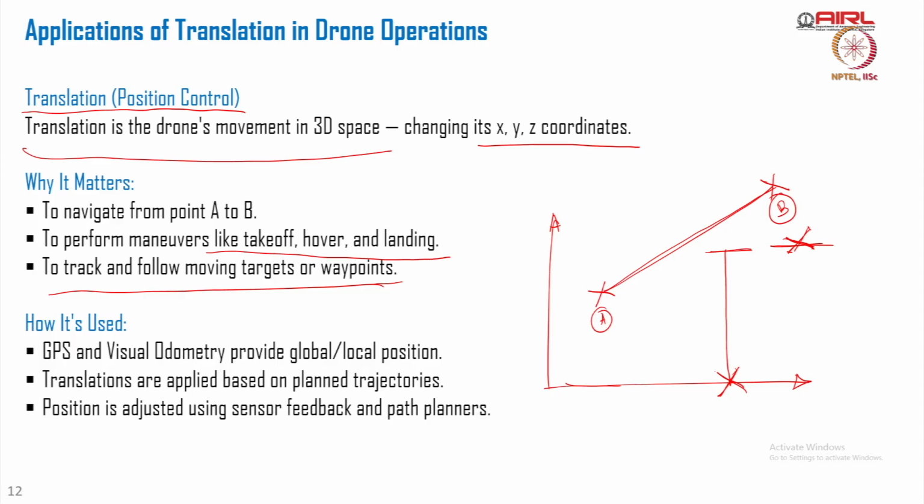Okay, how is it used? GPS and visual odometry provide global or local position. Translations are applied based on planned trajectories. Then position is adjusted using sensor feedback and path planning algorithms. So this is the way the motion for translation can be provided to the drone.